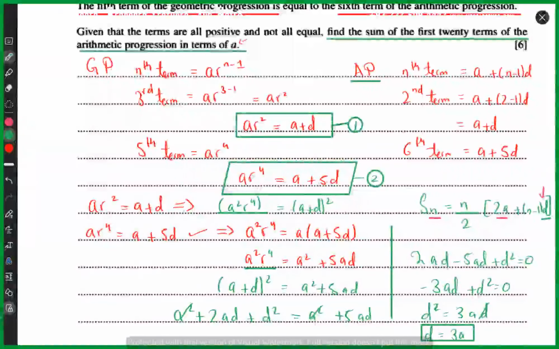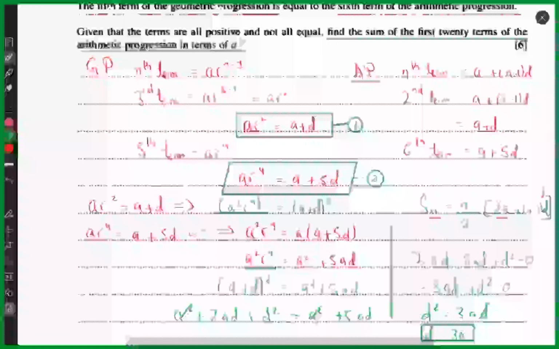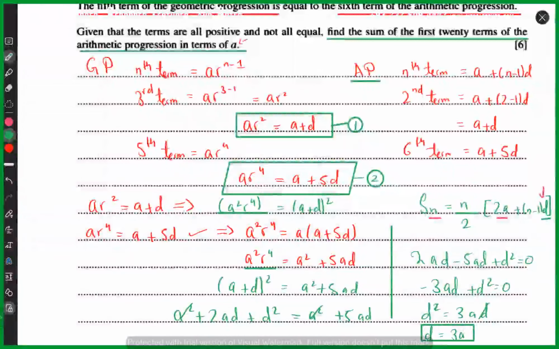Miss, I end up finding A in terms of D, which was 2D. I don't know how I got there. You got A equals 2D. Yeah, that's how I ended up. Okay, it's okay. Let's try doing it. Rafe, should we try it now? Yes, miss. Okay, now I'll tell you.